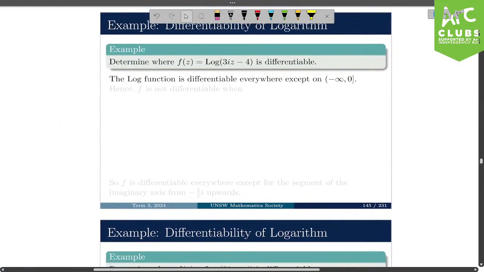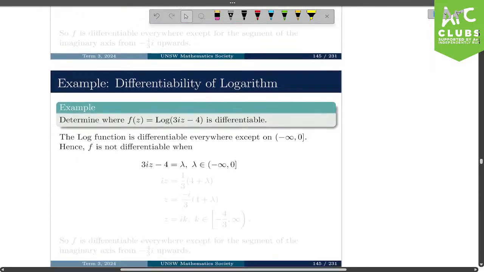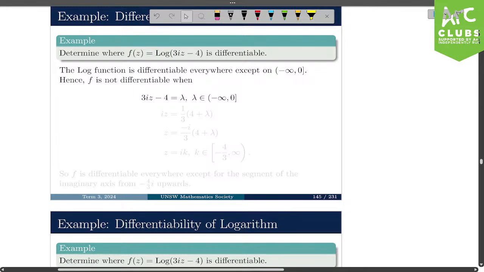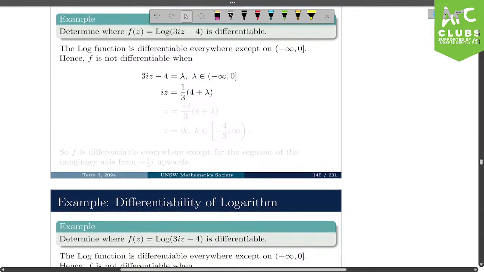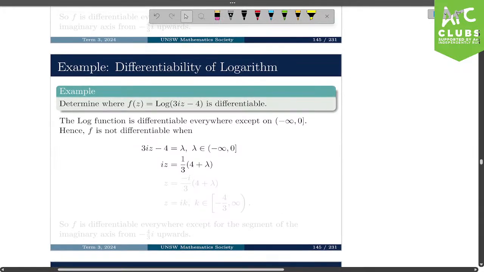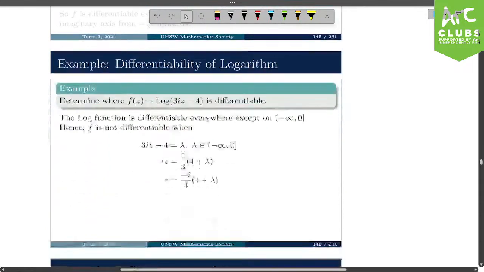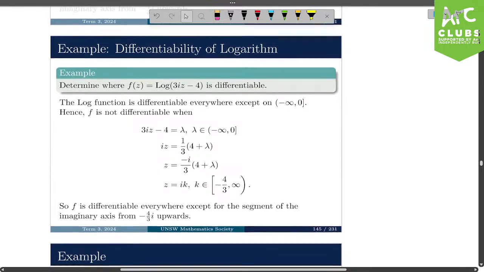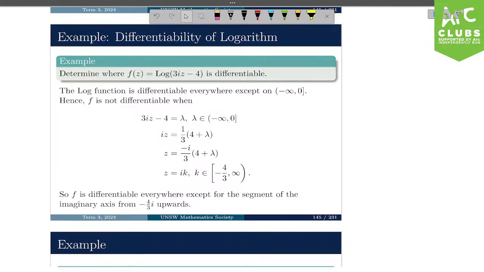And so we proceed with our working. Function is differentiable everywhere except for minus pi to 0. And so we set it up to equal to that. We determine z is equal to 4 on 3i. Or in other words, we have minus 4i on 3 times k. K is some real number. Fantastic. So it's just about finding where that non-differentiable zone is, and then taking everything else. All right?